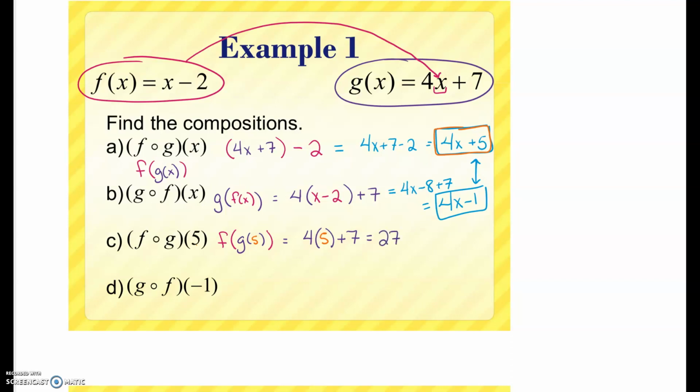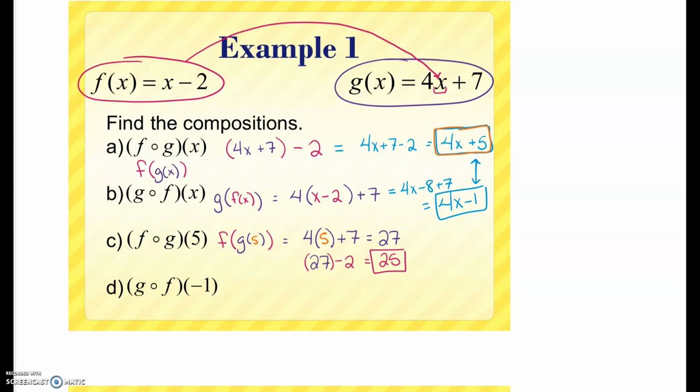Then we are going to do f of that. So then we are going to plug 27 in place of the x, minus 2, and that's going to give us 25. So f of g of 5 means plug 5 into the g function, get your answer of 27. Take that 27, plug it into the f function to get your final answer of 25.